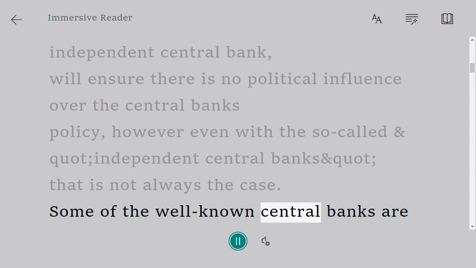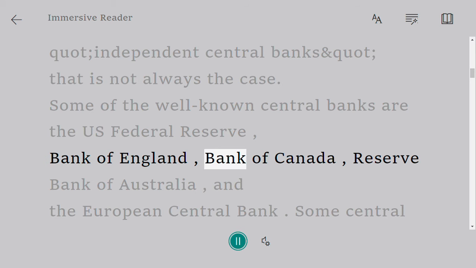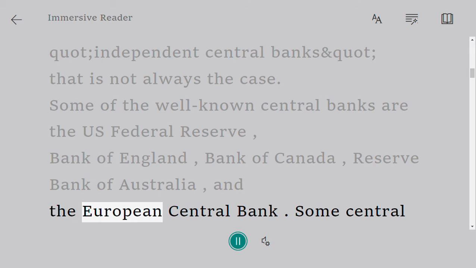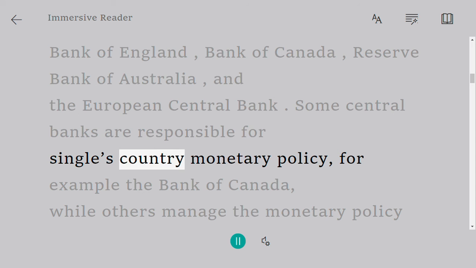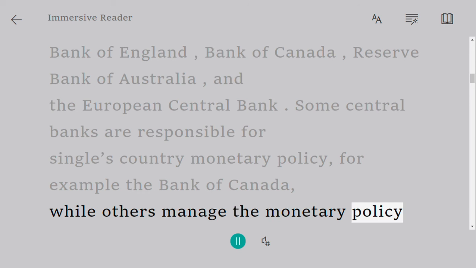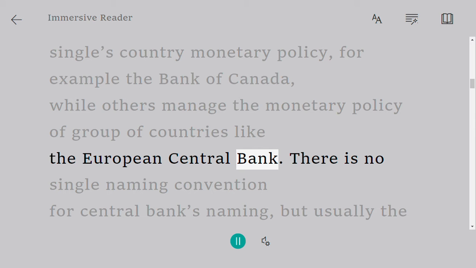Some of the well-known central banks are the U.S. Federal Reserve, Bank of England, Bank of Canada, Reserve Bank of Australia, and the European Central Bank. Some central banks are responsible for single country monetary policy, for example, the Bank of Canada, while others manage the monetary policy of a group of countries like the European Central Bank.